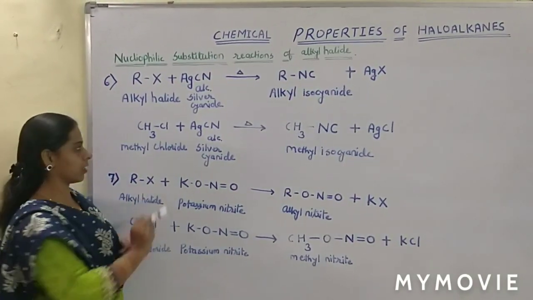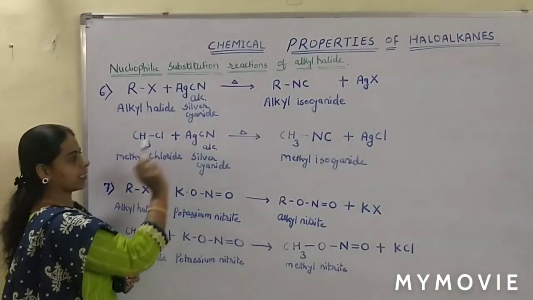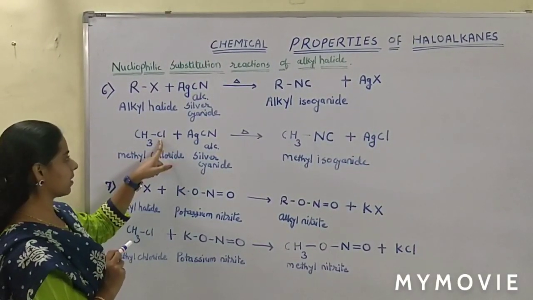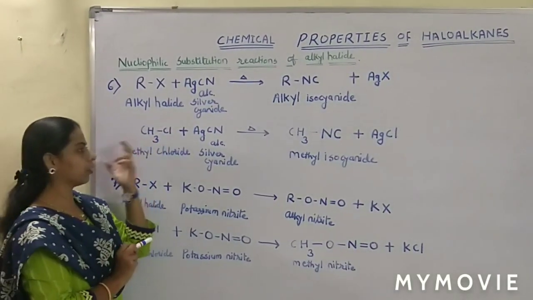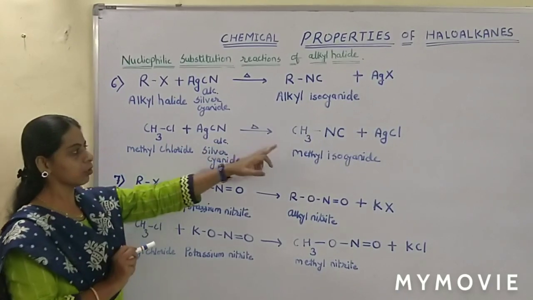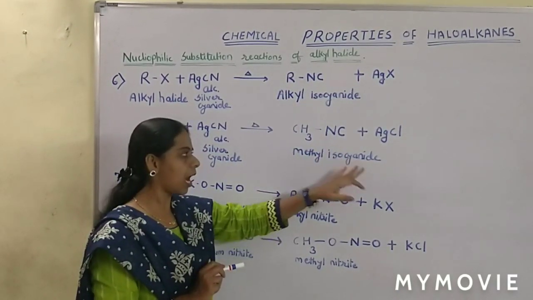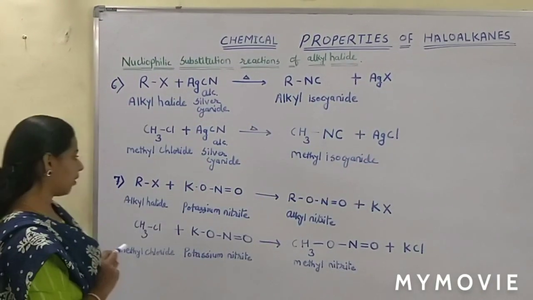Now we'll see the specific reaction for the same. Methyl chloride reacts with an alcoholic solution of silver cyanide under heat. While connecting CN, nitrogen is combined to the methyl carbon first. So CH3 and NC, and this is the formula of methyl isocyanate, and this is the byproduct, silver chloride.